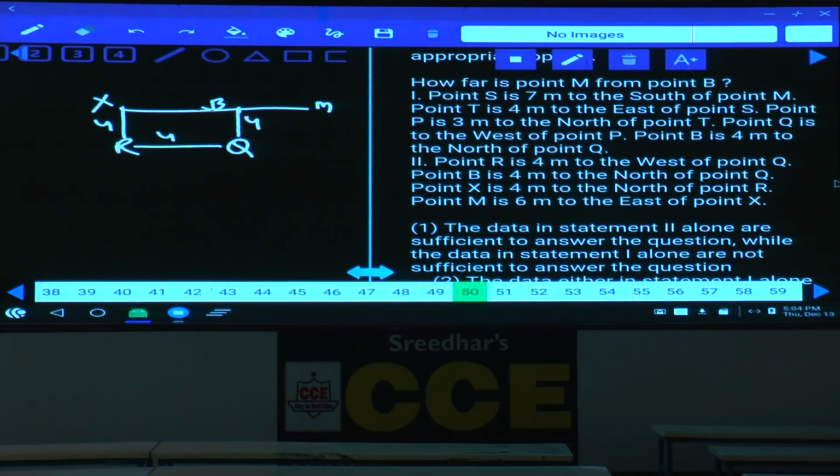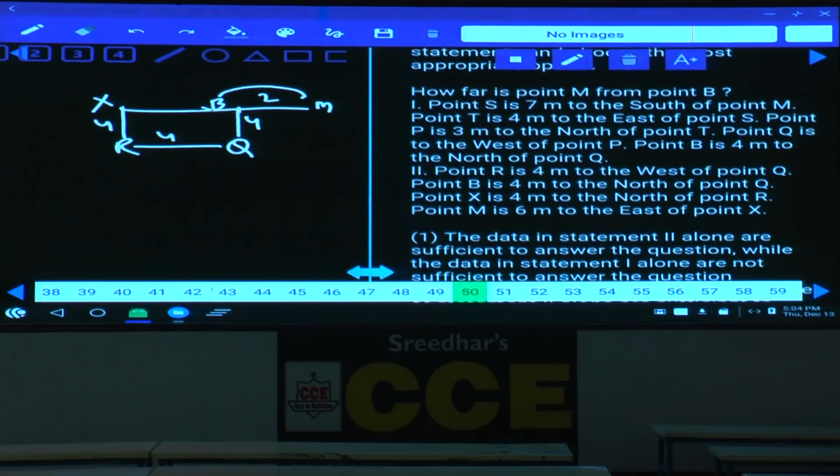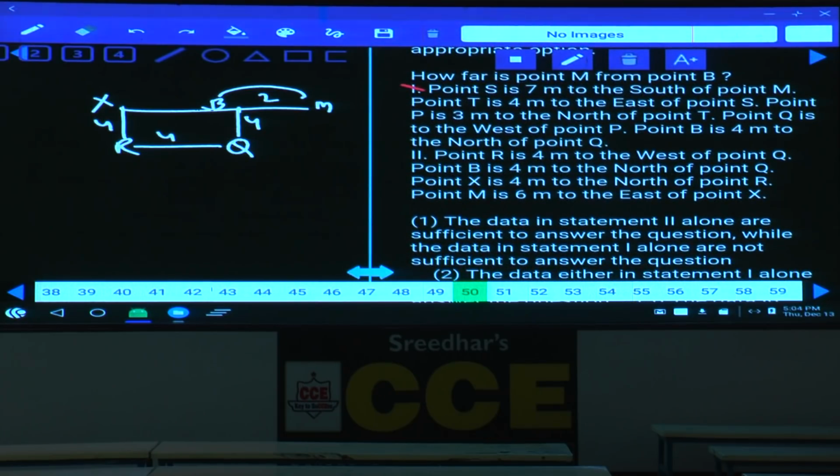How far is M from point B? Hence, what is the distance here? 2 meters is the distance. Done with this? Hence, 2 alone is sufficient to determine the answer. Only 2 alone is sufficient. 1 alone is not sufficient and 2 alone is sufficient. Tell me your answer here. Only 2 alone is sufficient, that is given in choice 1. The data in 2 alone is sufficient but not 1. Hence, choice 1 is the answer. Now, this is about question number 50.